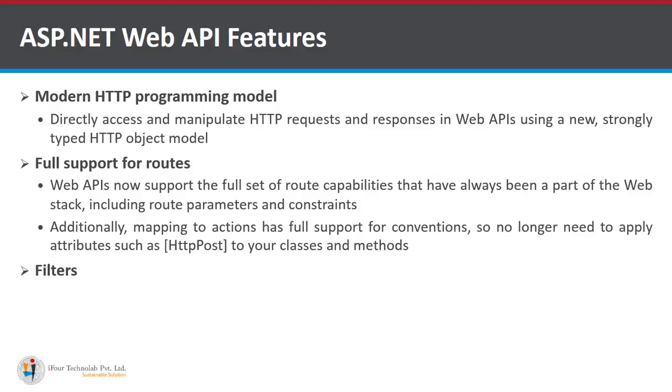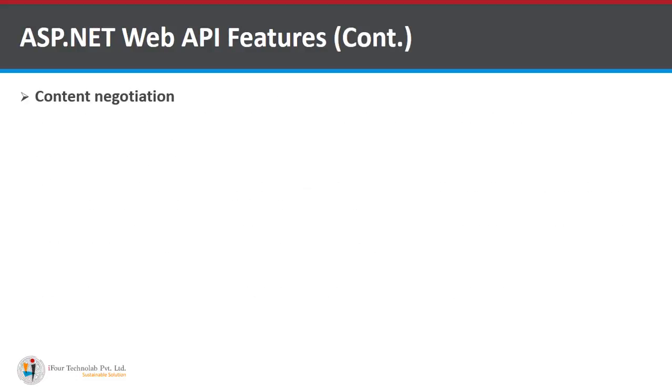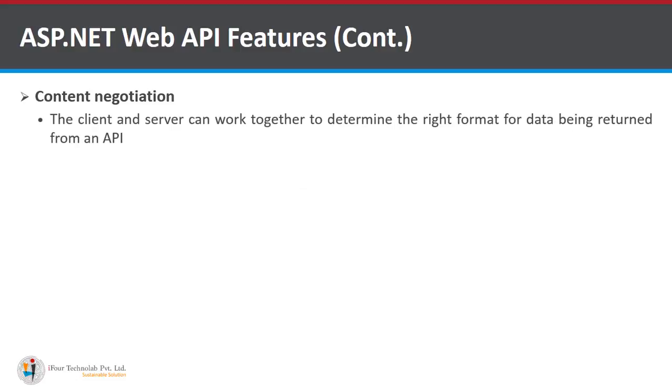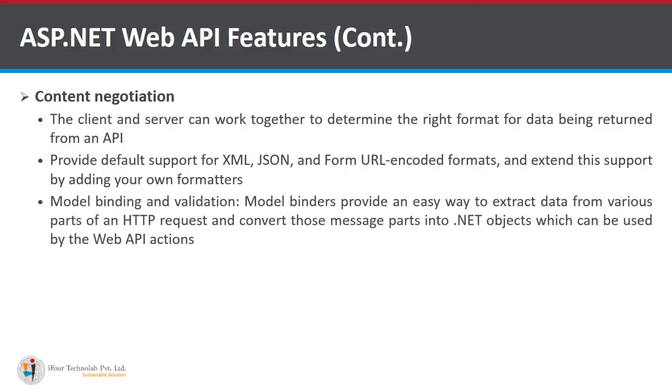Third one is filters. Web API now supports filters including well-known filters such as the authorize attribute. Next one is content negotiation. The client and server can work together to determine the right format for data being returned from an API. Provide default support for XML, JSON and form URL encoded formats and extend this support by adding your own formatters.